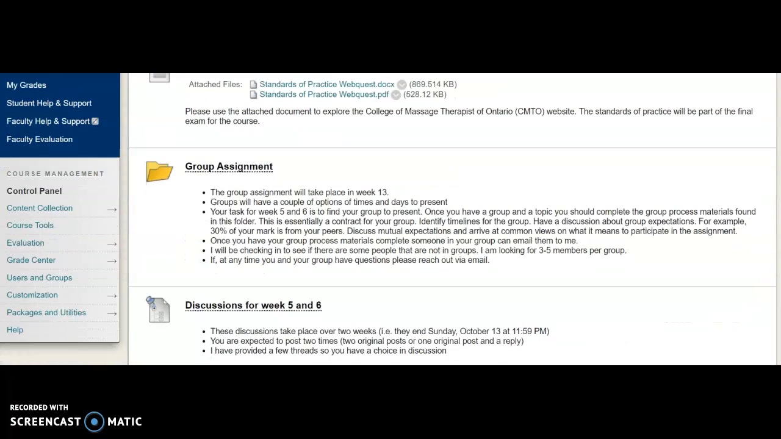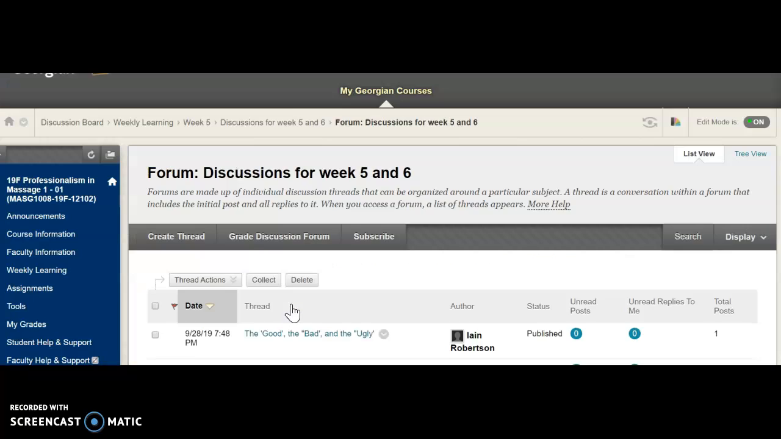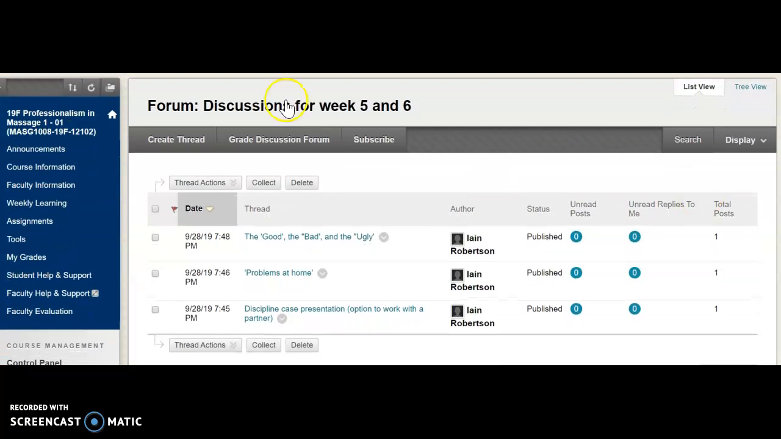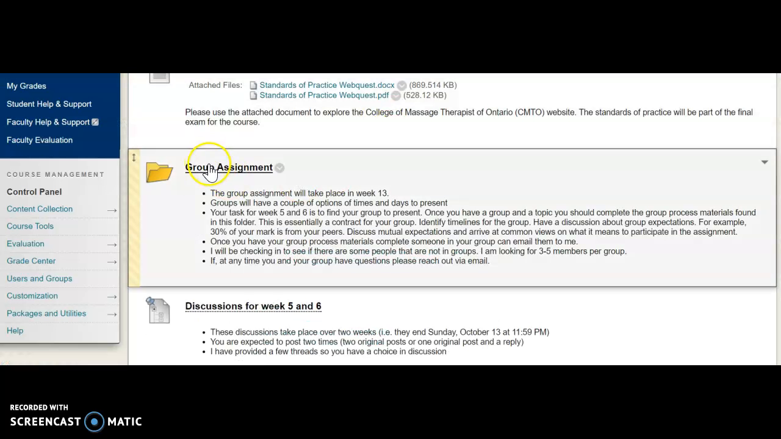Next part is the discussions for week 5 and 6. So again, over the 2 weeks, from this week until October 13th, you want to post 2 times. And again, as per our first set of discussions, when you go in there, you'll find that there's a number of different threads available for you in terms of being able to take part. So do have a look at that.